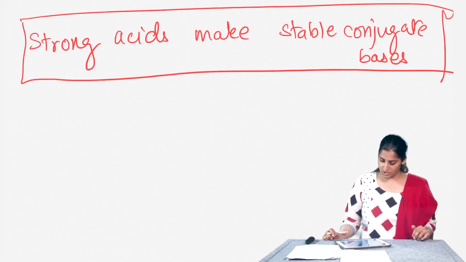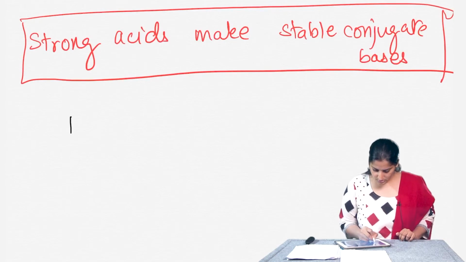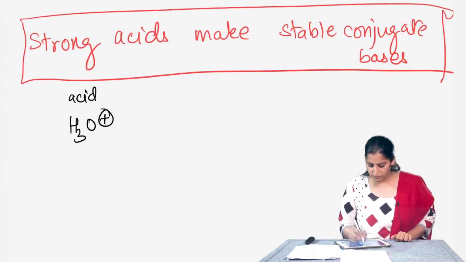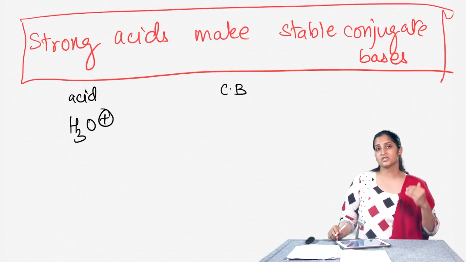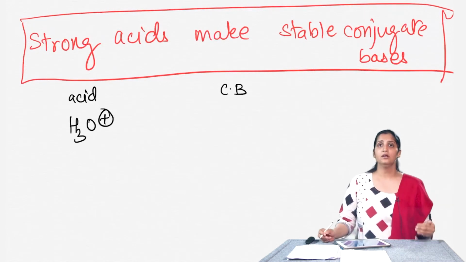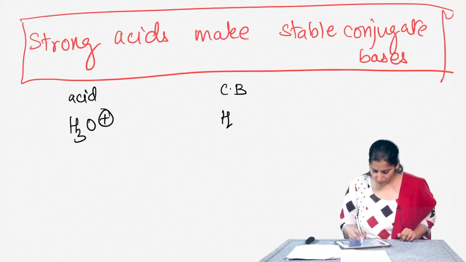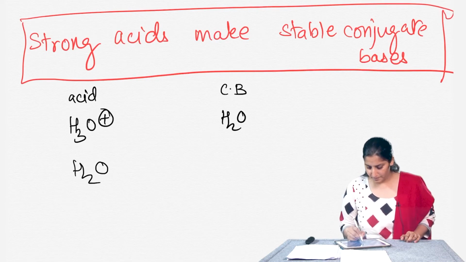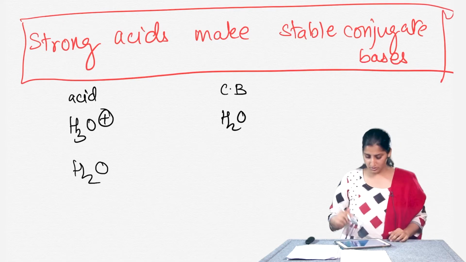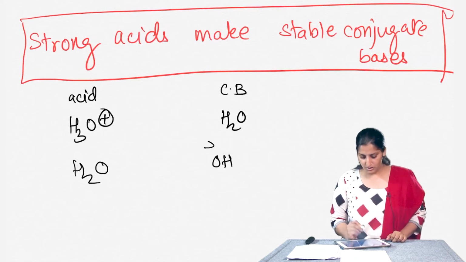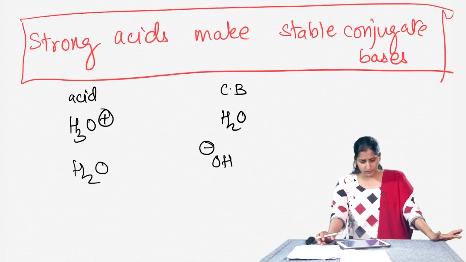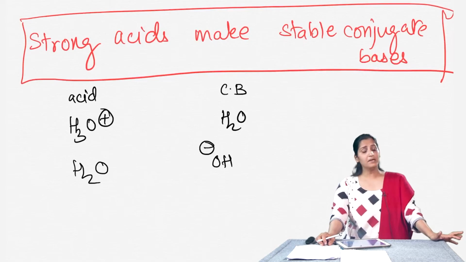Let us take H3O plus as the acid, and what will be its conjugate base? As H3O plus loses that proton, the conjugate base would be water, right. And now, let us take water. As water loses a proton, the conjugate base that will be formed will be hydroxide ion, right. Let us look at the stability of water versus hydroxide ion.